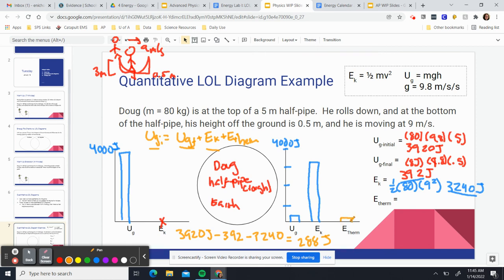Okay, so this would be what my final quantitative LOL diagram is. They're a little bit more intensive, but they do produce a better graph. It's better graphing skills. Okay, hopefully this has been helpful.